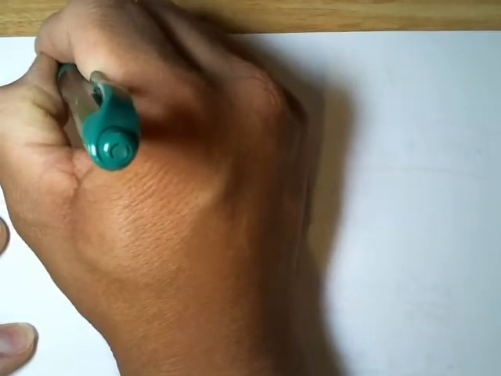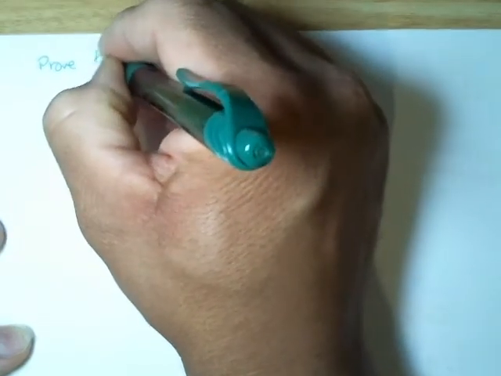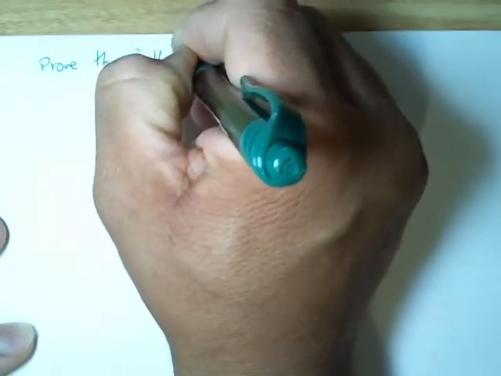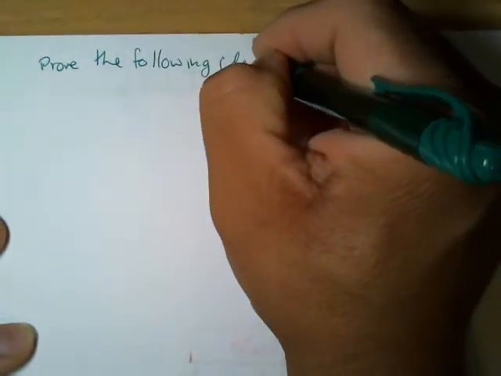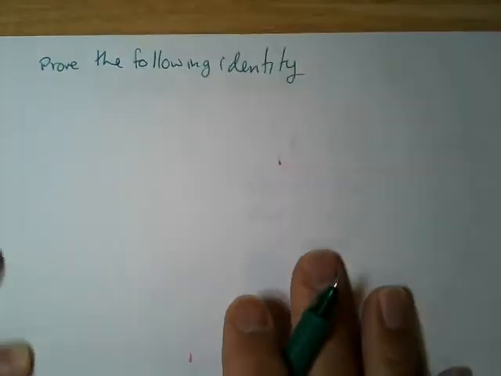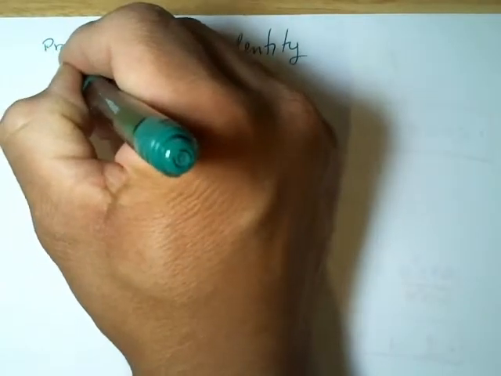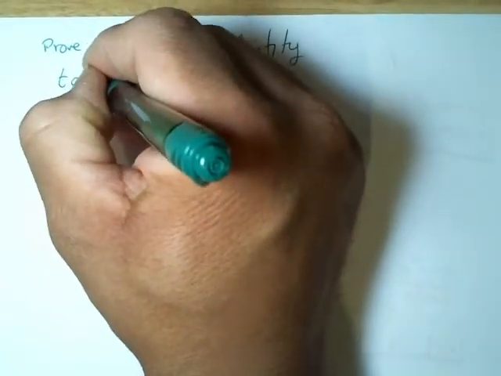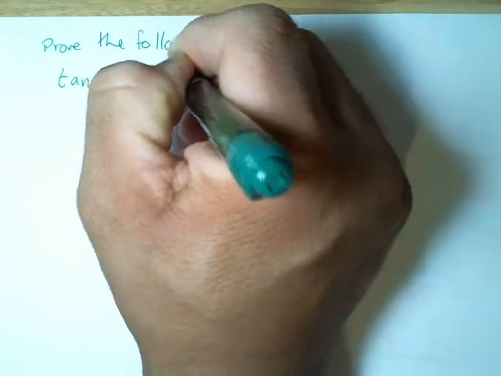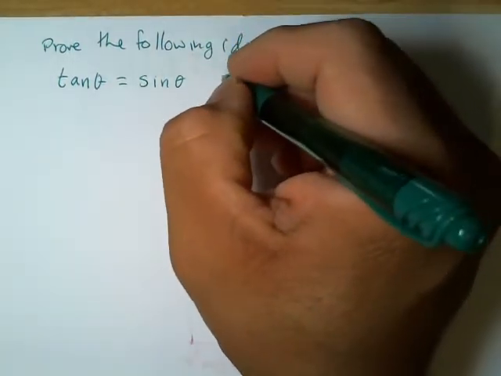Now let's start with some examples of basic proving identities, using definitions or theorems that we've gone over so far. Now let's start with one. So prove the following identity. Tangent of theta is equal to sine of theta times secant theta.